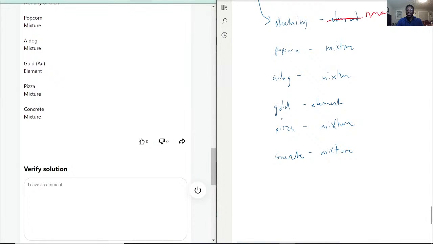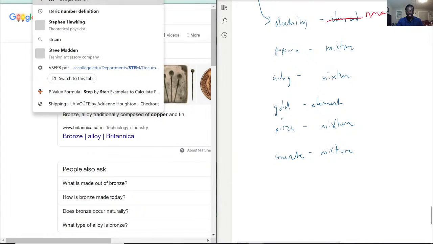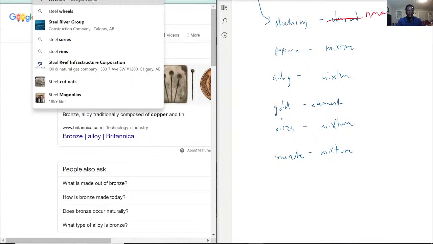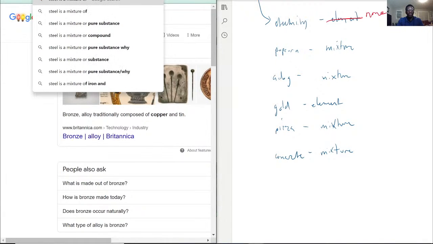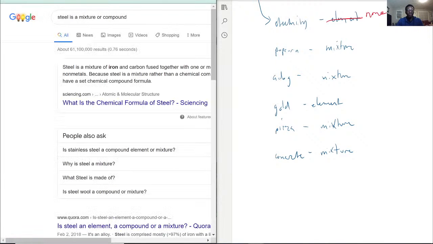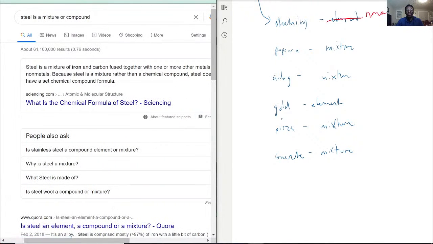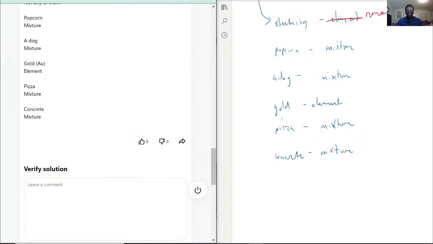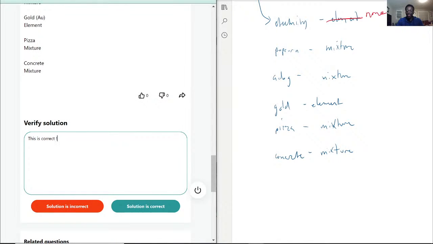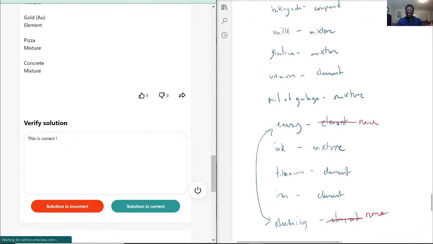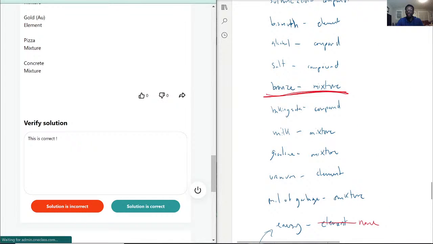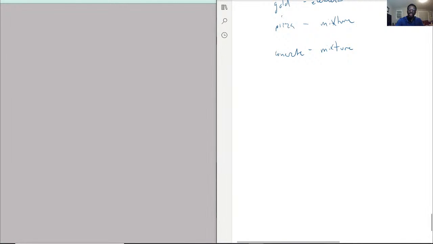Steel is an alloy, okay, and steel is a mixture or a compound. You should see that steel is a mixture. Yep, steel is a mixture of iron and carbon fused together. So in fact, it's not even an alloy because it actually has carbon in it, but still a mixture. This is correct. More correct than mine, that's for sure. We gave it our best shot. Let's move on to question 11.